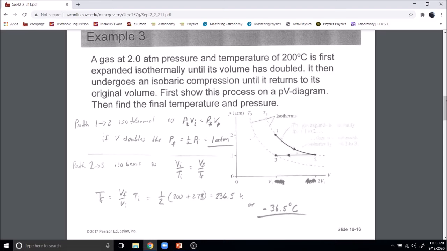We have an isobaric process now. So the pressure is the same. And again, with the ideal gas law, we can create a proportion that compares initial to final for volume and temperature. And so we solve for that final temperature. And remember, everything's got to be in Kelvin when you use the ideal gas law. So we'll convert the 200 to Kelvin, and then I'll convert it back to Celsius. So it's negative 36.5 down here.